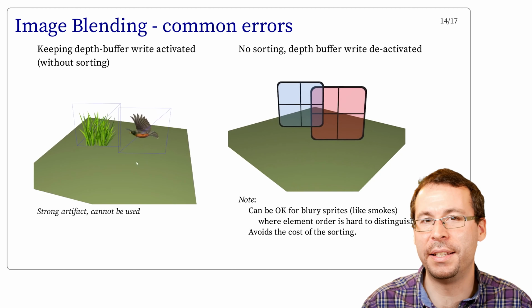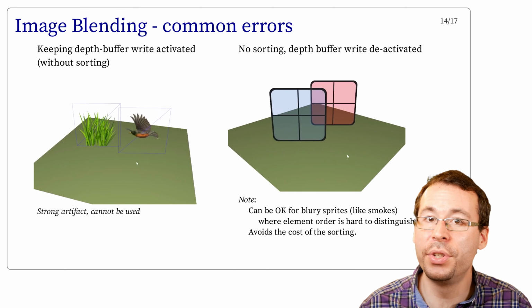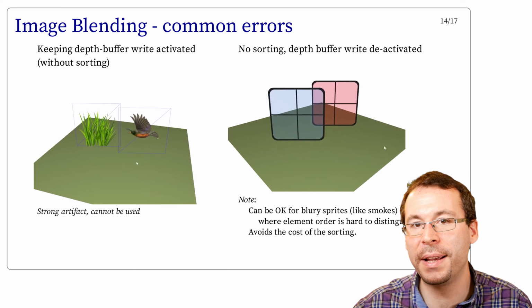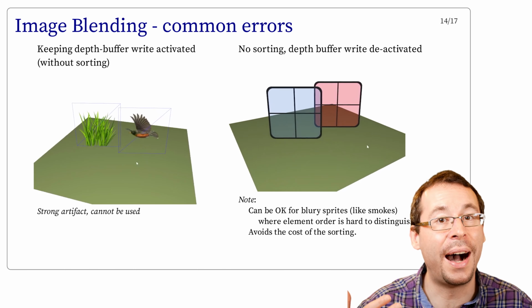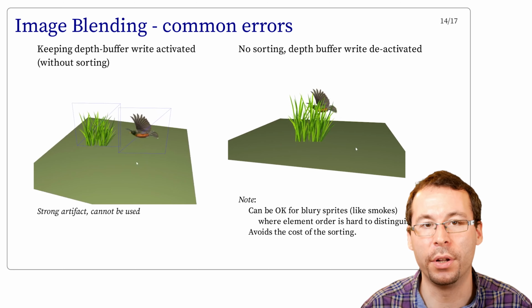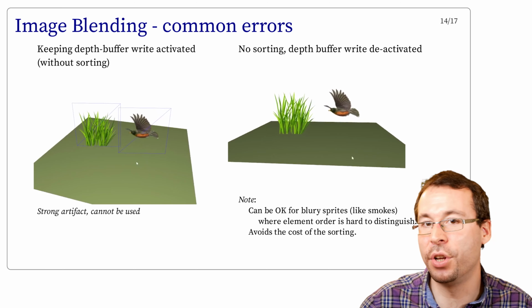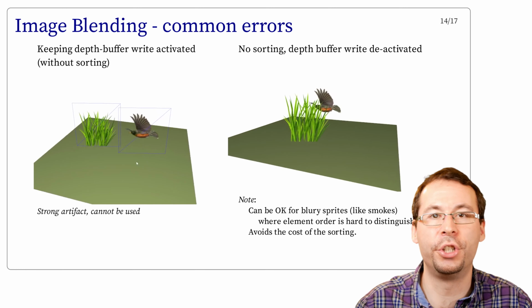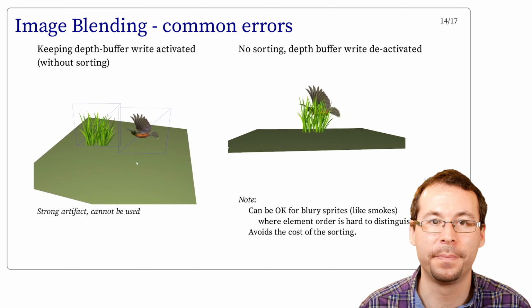And as this effect is subtle, sometimes it can be okay to use it like that. Typically when we are working with blurry sprites, like smoke effects, when the element order is hard to distinguish from one to another. In this case, it avoids sorting the particles at every frame, as the cost of such sorting is not negligible.